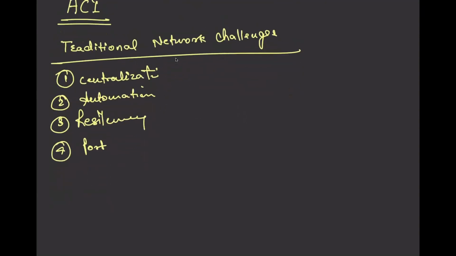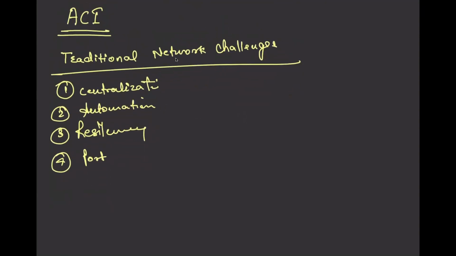Oh, okay. Report generation. Yeah, in traditional networks, we don't have a centralized policy. In ACI, we have a centralized policy, which is called EPG, where you can push all the configuration from the controller. I'm asking about the challenges only. We're going to see what we can do with ACI.